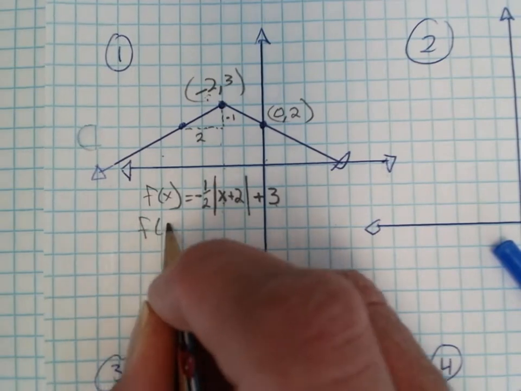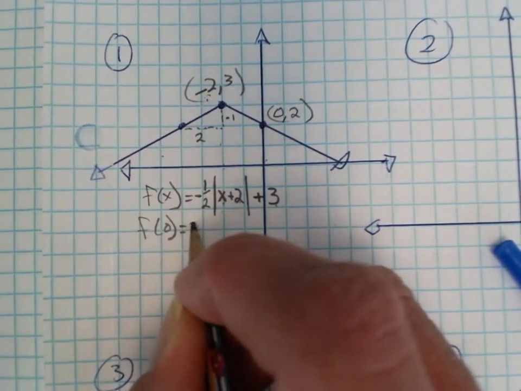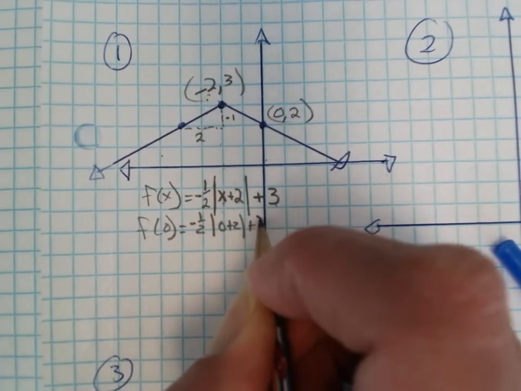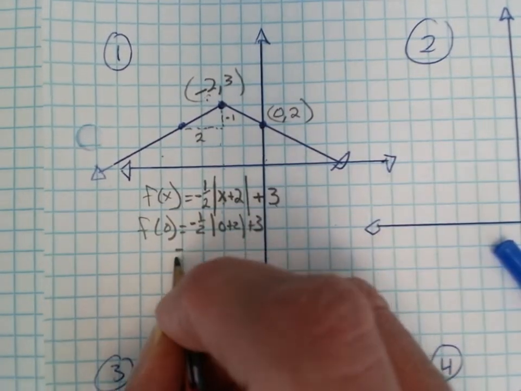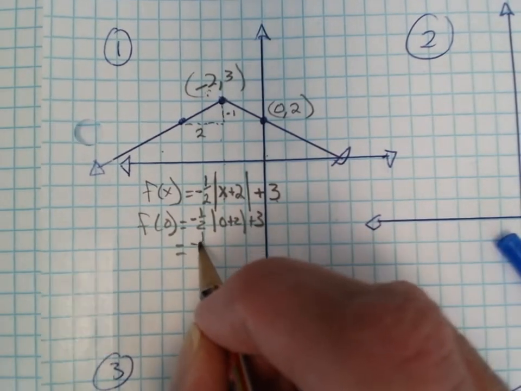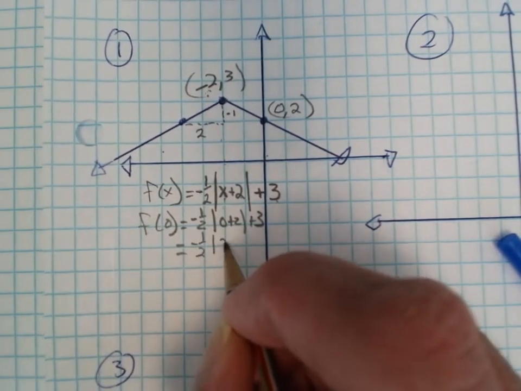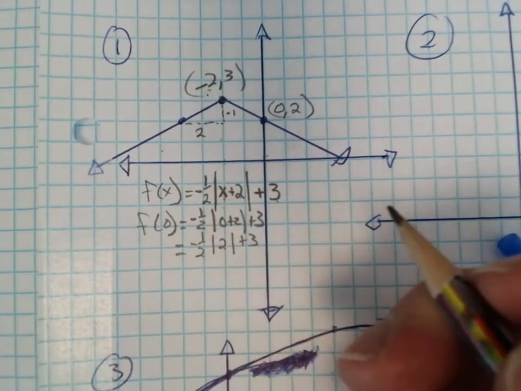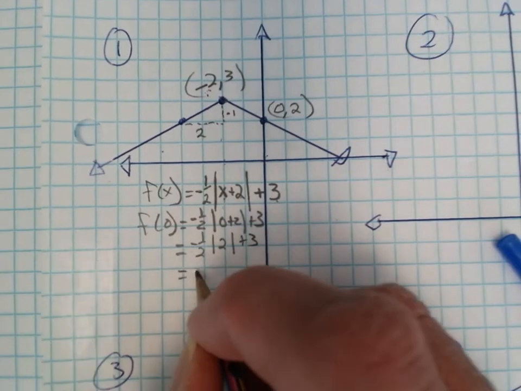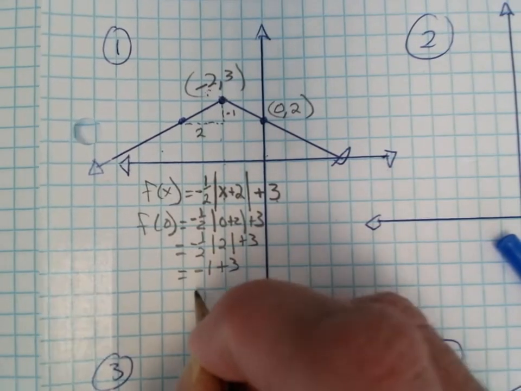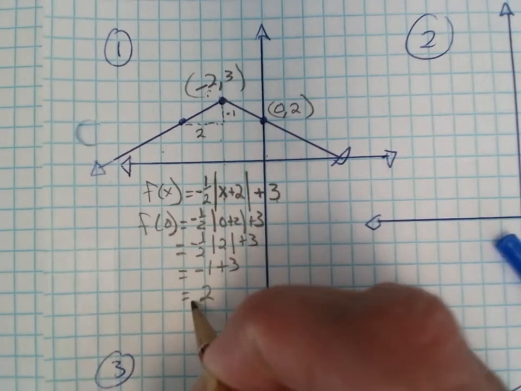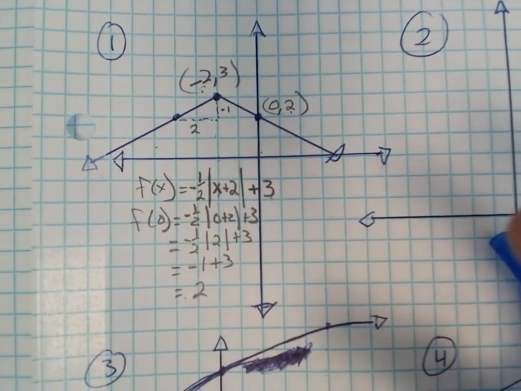So when f of 0, what happens? It's going to be -1/2 times the absolute value of 0 plus 2, plus 3. Well, what's that going to equal? 0 plus 2, last time I checked, is 2. Absolute value of 2 is 2. -1/2 times 2 is -1, plus 3. Holy moly, look at that. When x is 0, f of x is 2. It works. It's amazing. This is so special.